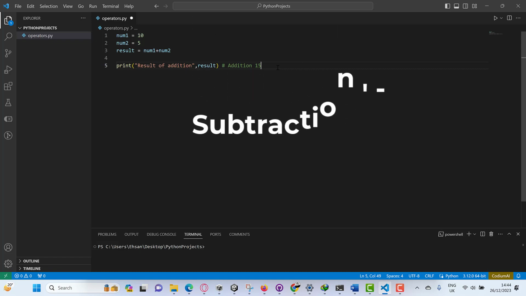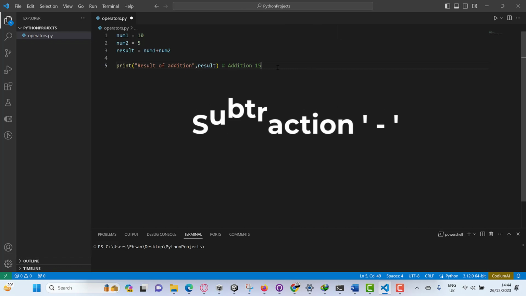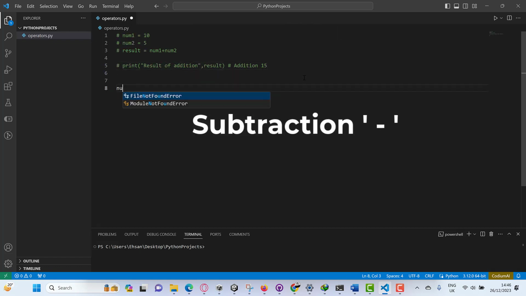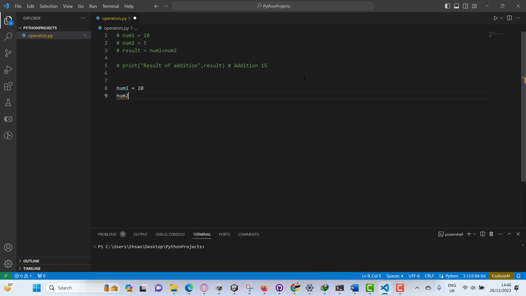The subtraction operator subtracts one number from another. For example, num1 equals 20, num2 equals 8. Result equals num1 minus num2. The minus operator here subtracts num2 from num1, and the result is going to be stored in the result variable.